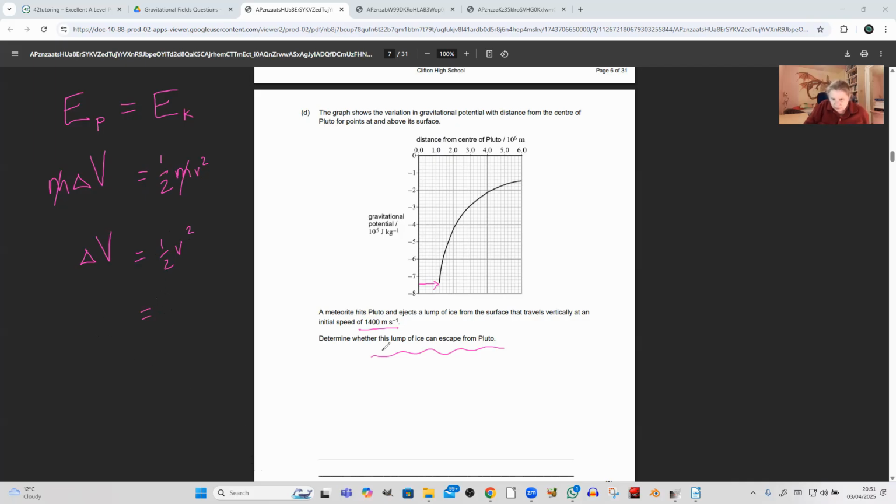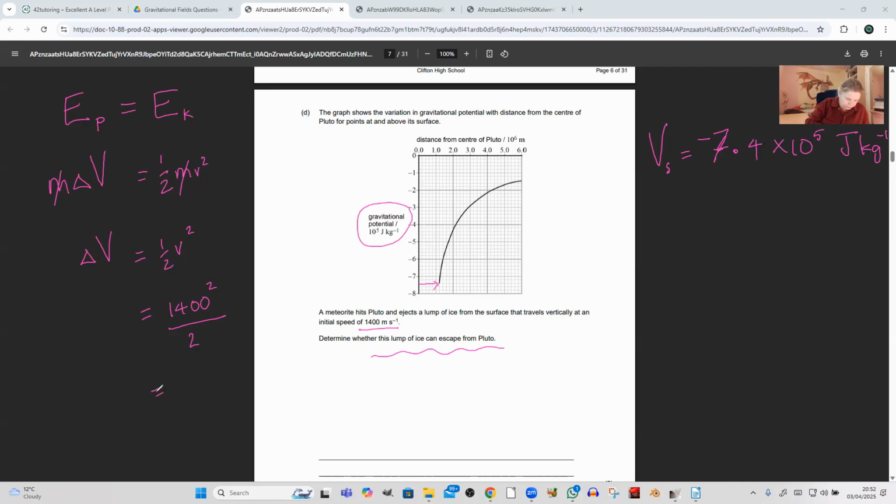So we can work out that 1400 squared divided by 2 is going to be our change in potential. Okay. Now, can you see we've got the potential? This is at the surface. So V for the surface, and remember that it's negative, right? Can you see it's what? Minus 7.4, but it's times 10 to the 5. And it's joules per kilogram. So we want joules per kilogram, don't we? Because this is without the mass. So now, is it bigger or smaller than that? Can you see we've got to go from there to 0 in order to escape from Pluto? So what do we get? Is it bigger or not?